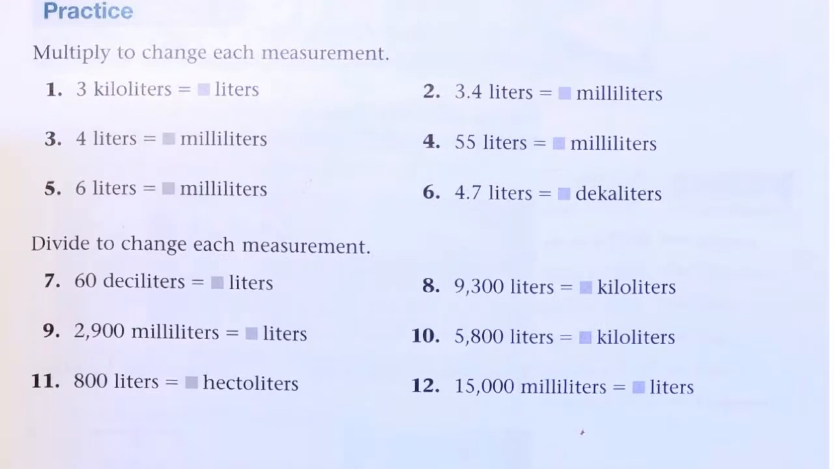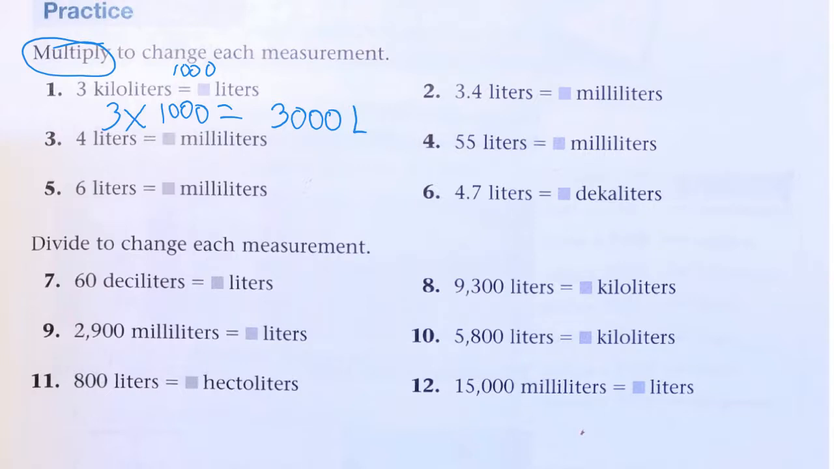Multiply to change each measurement. So we've got our kiloliters to liters. So our fact is that we're moving by a factor of 1,000 because it takes 1,000 liters to make a kiloliter. So then we know that kiloliters are larger, so we are multiplying. So 3 times 1,000 can be done by moving the decimal place 3 times to the right because there are 3 zeros. 1, 2, 3. And then you label it liters.